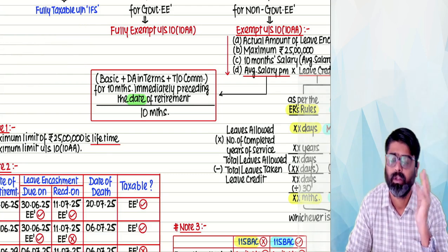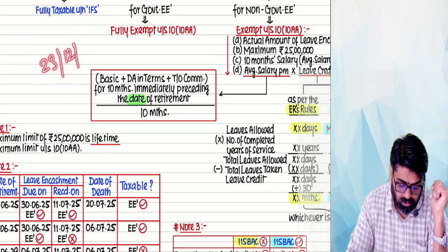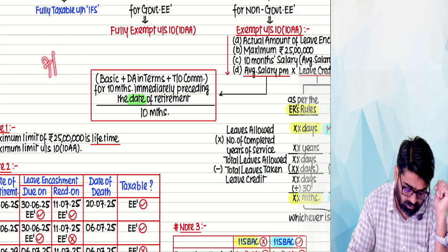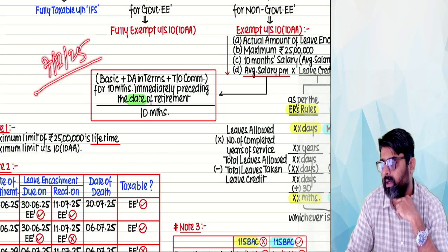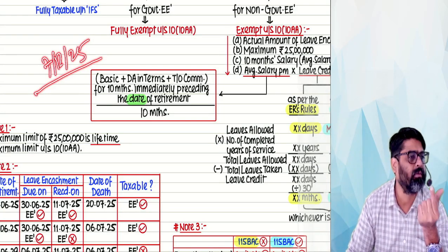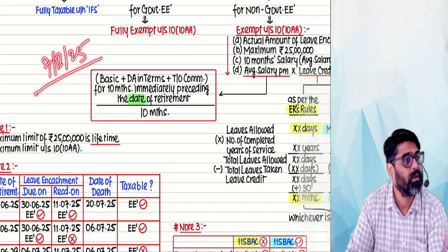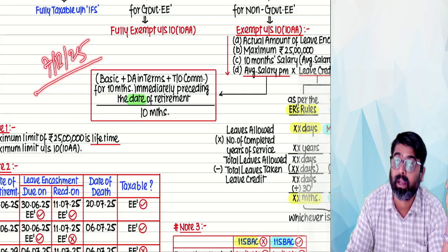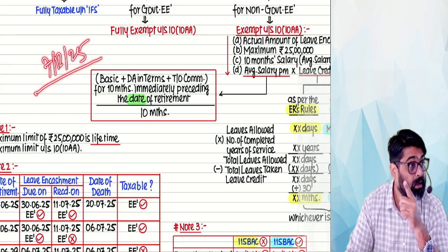Yes or no? Sir, somebody will say, what if the date of retirement was 7th of December, 7th of December 2025? Can this be the date of retirement? Yes. So take 7 days of December, 9 months prior to that, and 23 days prior to that. Get 10 months.